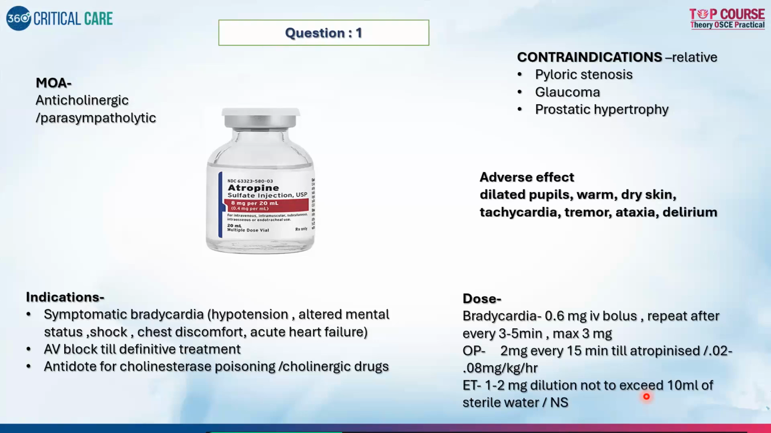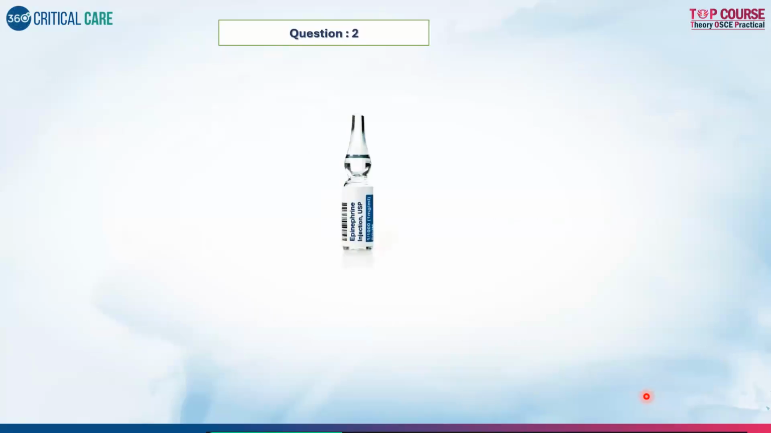What is atropinization? Nowadays, we don't see other things. We only see how the tongue is or the pupils are, whether there is dilation of the pupils or not. And it can also be given via ET.